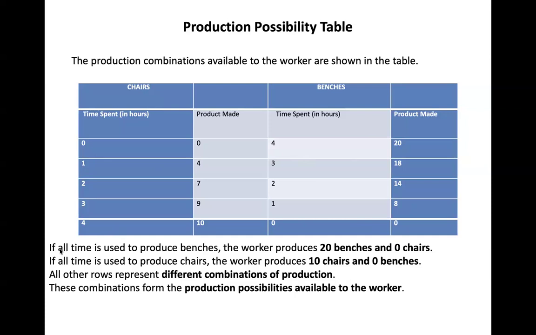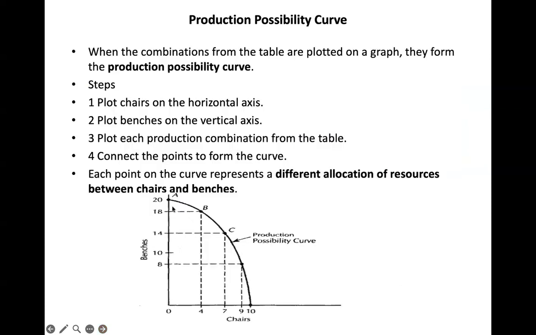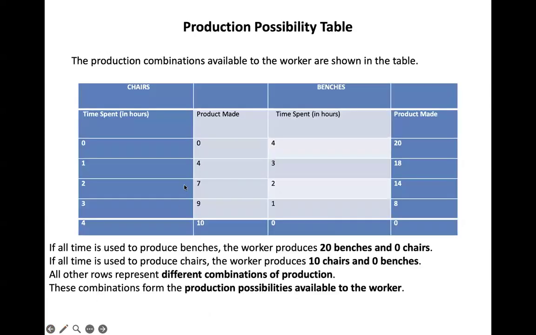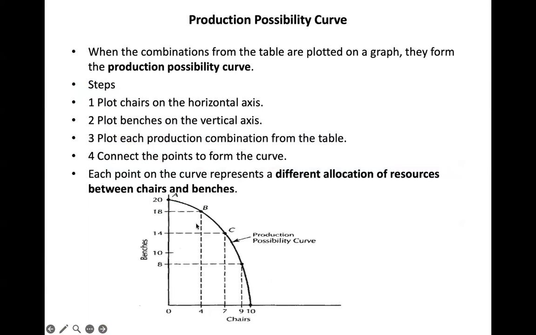Where the firm combines the available resources, because he can produce both items on equal basis, but he has to adjust one for the other. So when the combination in the table is plotted on the diagram, this is what we can see.